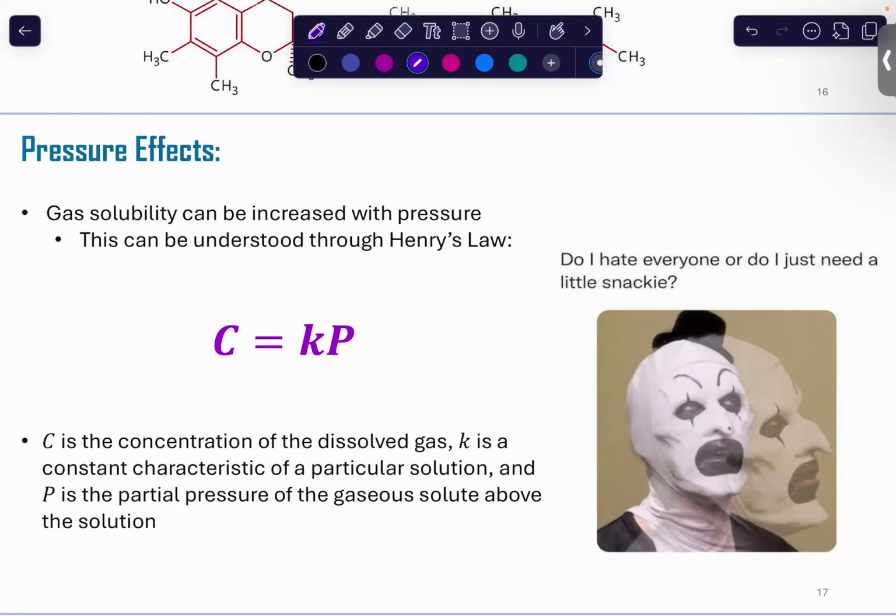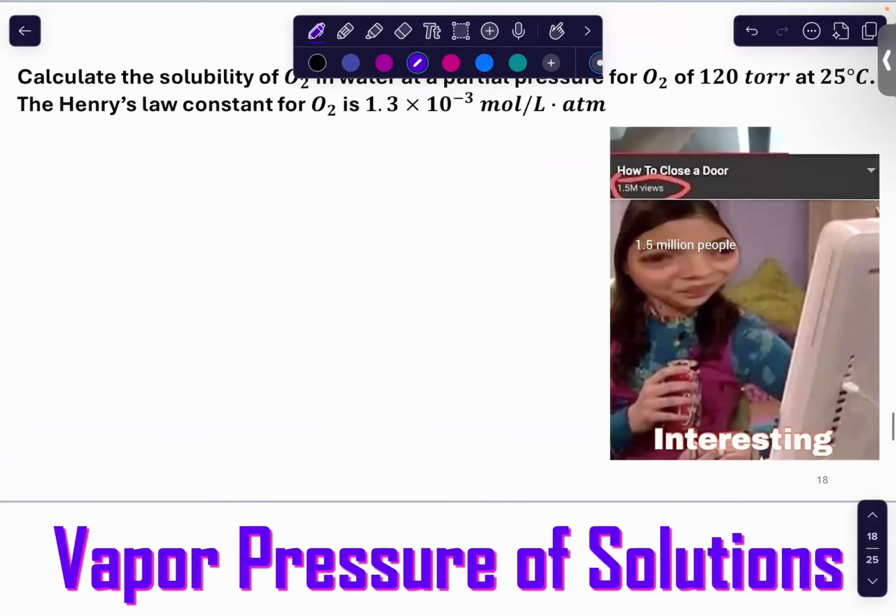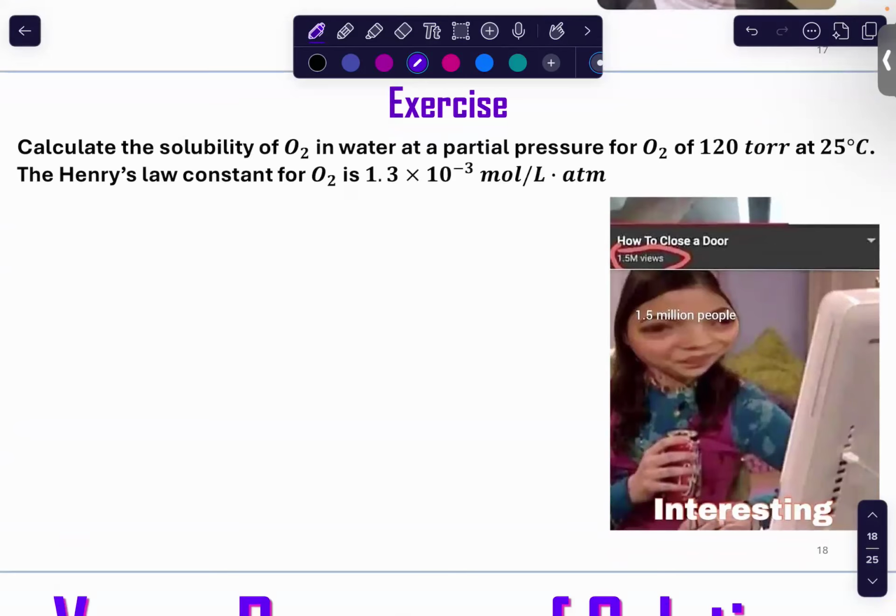For me, it's usually both. All right, let's work a problem with Henry's law. Actually, you guys take a few minutes to see, because this one is very straightforward. I want to see if you can solve it.